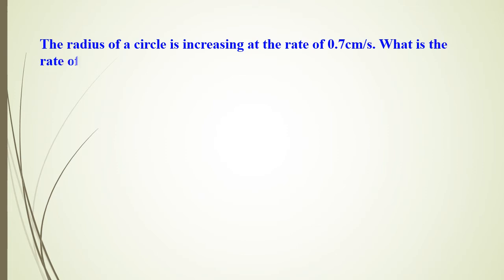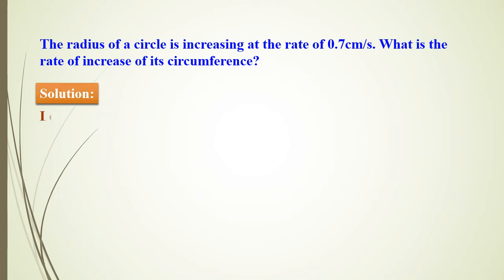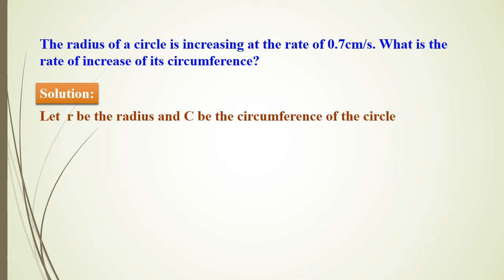This is the next question. Let us consider the circumference of a circle, c equal to 2 pi r. As you people know very well its formula, c is called the circumference of the circle, and r is called the radius of the circle. Okay, in the given question they are telling us the radius of the circle is increasing with respect to time, therefore it can be written as dr by dt is equal to 0.7. So when the radius of the circle is changing with respect to time, what is the rate of increase of its circumference.